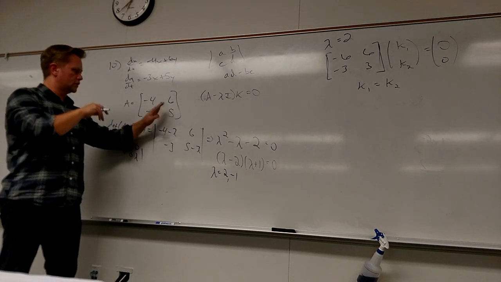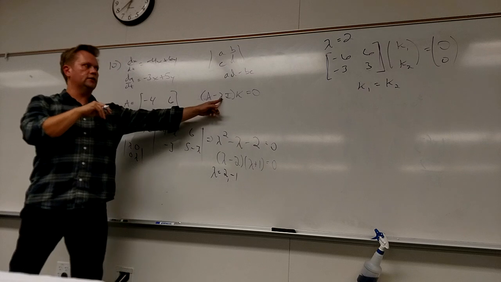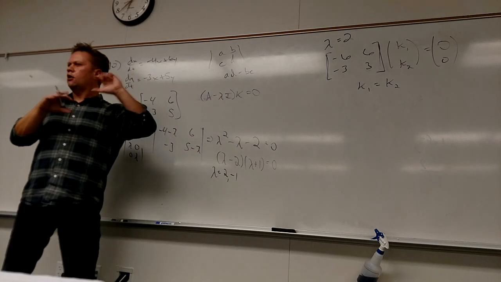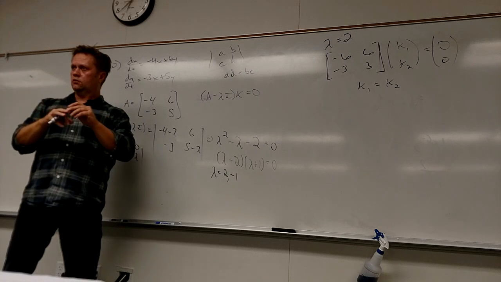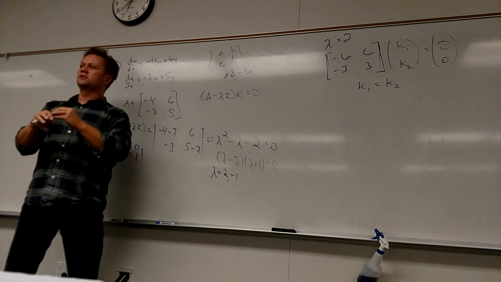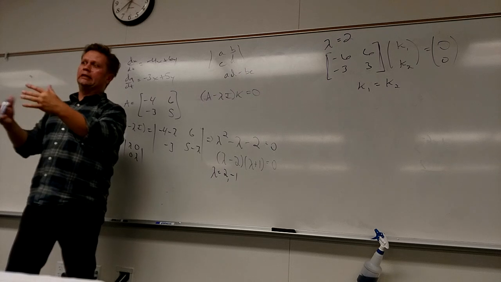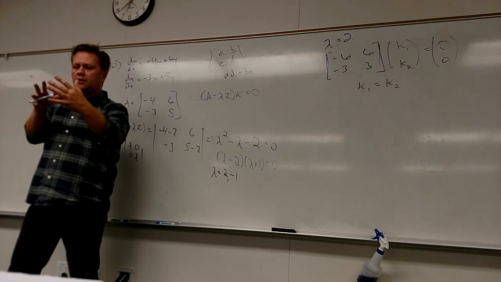So really, I'm just taking what I've done here and plugging it back into this, using those special values I found here. And that's always true: A minus lambda I times K always equals 0, for the form of matrix that we're looking at.